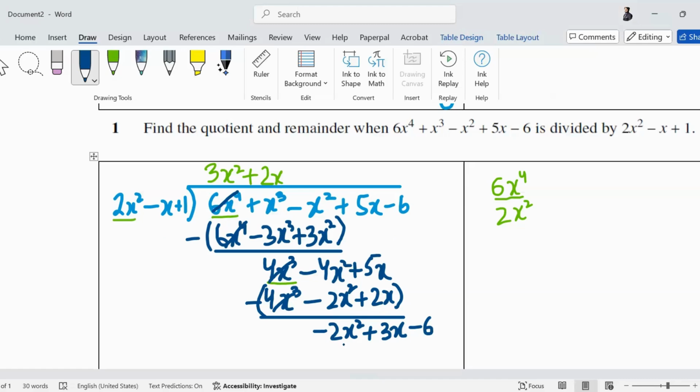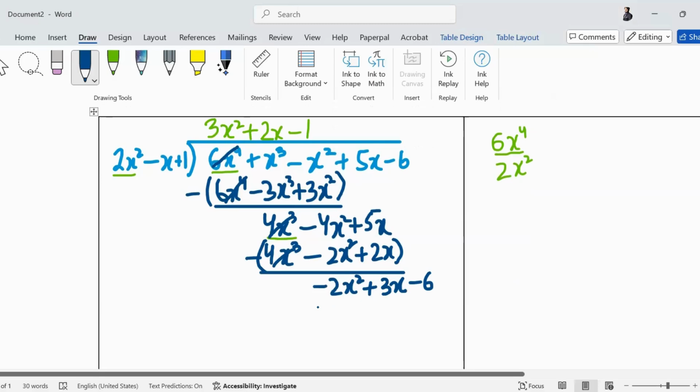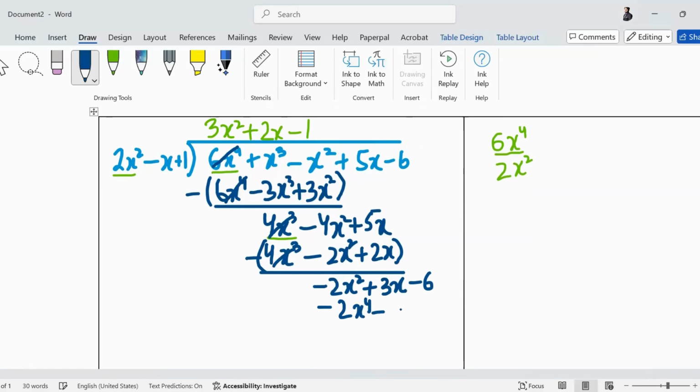Again, can I divide this 2x squared by 2x squared? Yes, I can. I'll multiply it by minus 1. And this will become minus 2x squared, minus, this will become plus x. This will become minus 1. Sorry, it will be minus 2x squared.